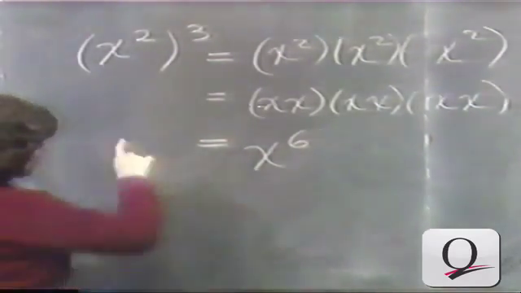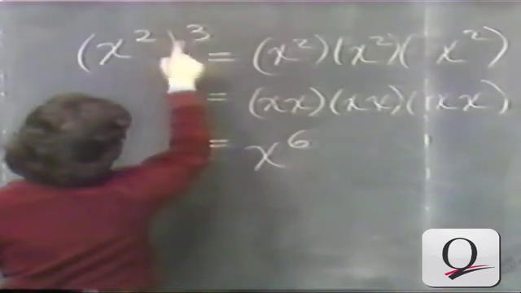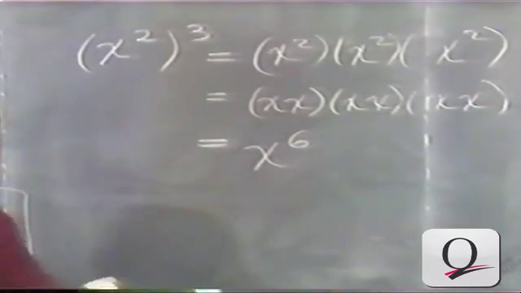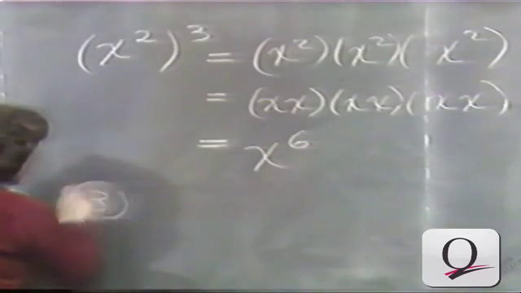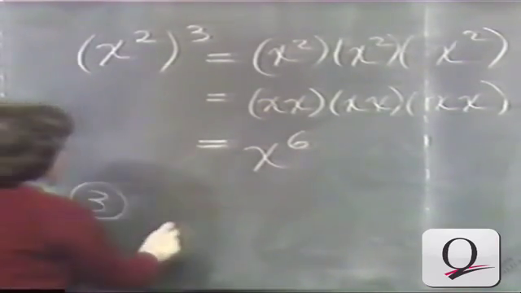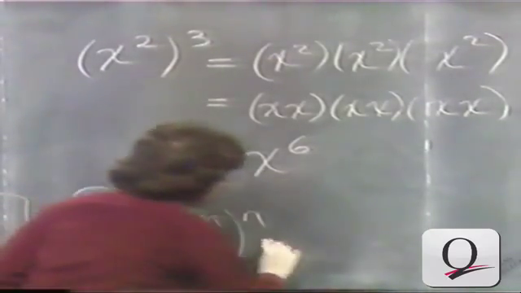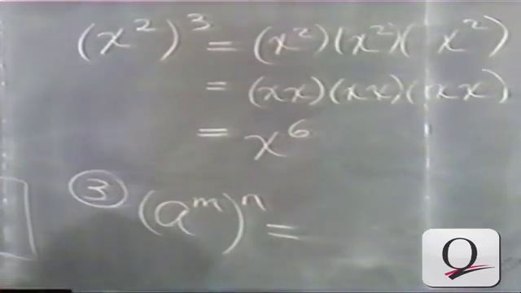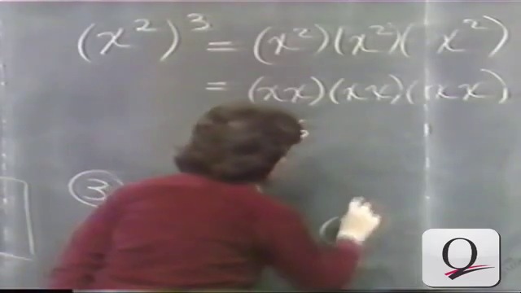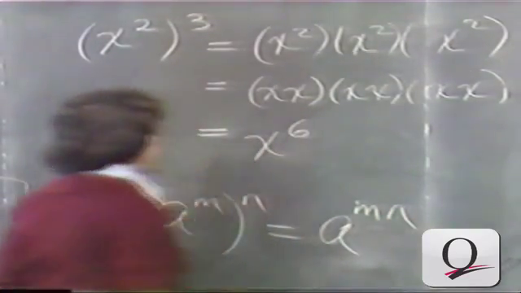And you will notice that what we really did here is just multiply these 2 powers together. Okay, and that gives us rule 3 for working with exponents. A to the m power raised to the nth power, a to the m to the n, is simply a to the mn.